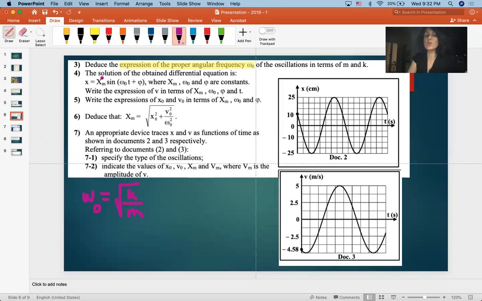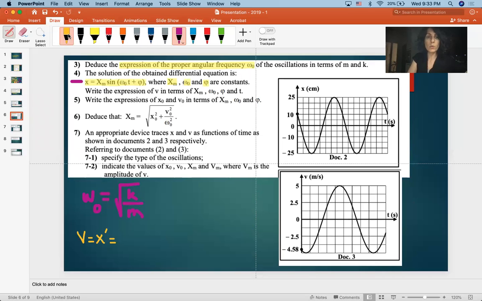Then they want you to write the solution. So let me read it. The solution of the obtained differential equation is this. They already told you what the solution is. They say xm and w0 and phi are constants. They want you to write the expression of v. All right? We already know that v is actually x prime. And we wrote it in the formula sheet. It's the first derivative of the function x. So your job is to do the derivative of this guy.